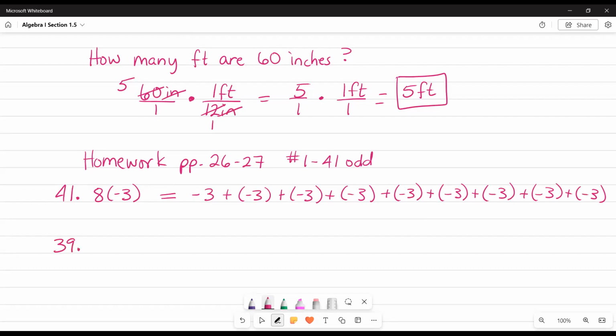39. I would say, for 39, find the pattern in each series of statements and express it as a general property using a variable. All right, this is not anything that we really talked about in this section, so that's why I wanted to do it together. So write down what they give us first. -3 equals -1 times 3. -4 equals -1 times 4. 7 equals -1 times 7. So they're wanting us to write it as a property.